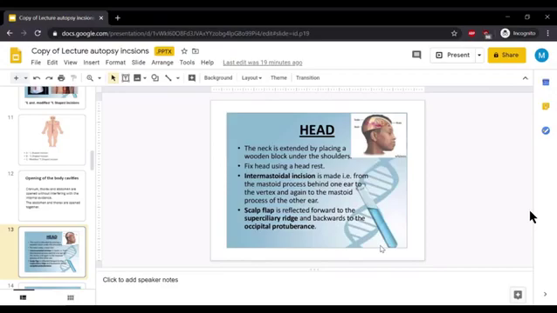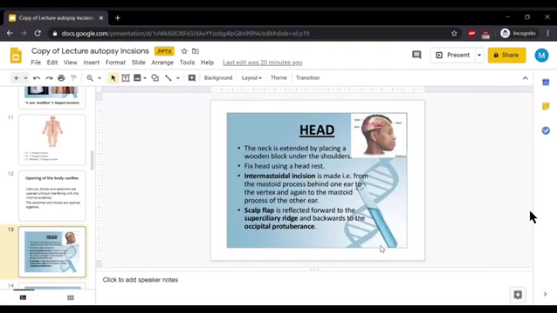So now we will discuss how we have to open the body cavities. First of all, the head. For the examination of the skull cavity, the neck is extended by placing a wooden block under the shoulders. We can use a wooden block, cement block, rubber block, anything. Then we fix the head using a headrest.